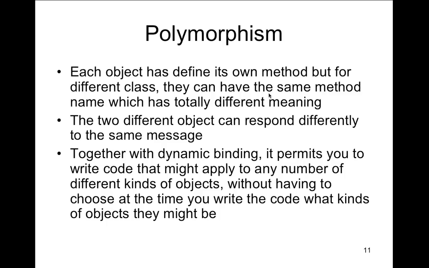So two different objects can respond differently to the same message, depending upon the implementation of the method that's controlling the message. Together with dynamic binding, it permits you to write code that might apply to any number of different types or kinds of objects without having to choose, at the time that you're writing the code, what the object might be.